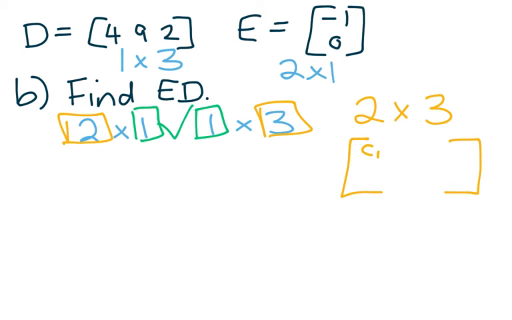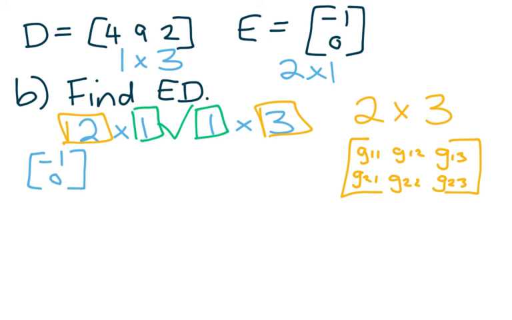So we'll have C1, 1. Actually, let's go with G this time. So we'll have G1, 1, G1, 2, G1, 3, and then we'll have G2, 1, G2, 2, and G2, 3. Okay, so I'm just going to write these matrices actually in the order again. So we've got -1, 0 for matrix E times 4, 9, 2 for matrix D.